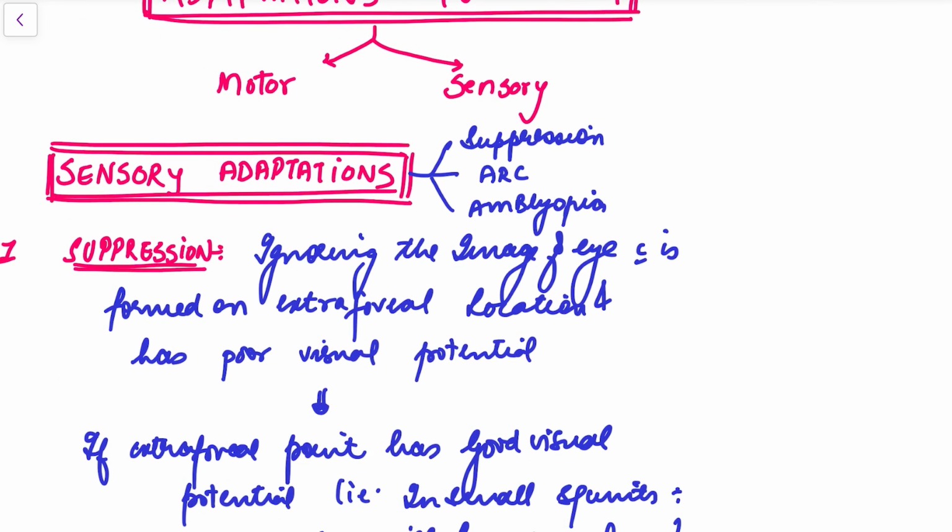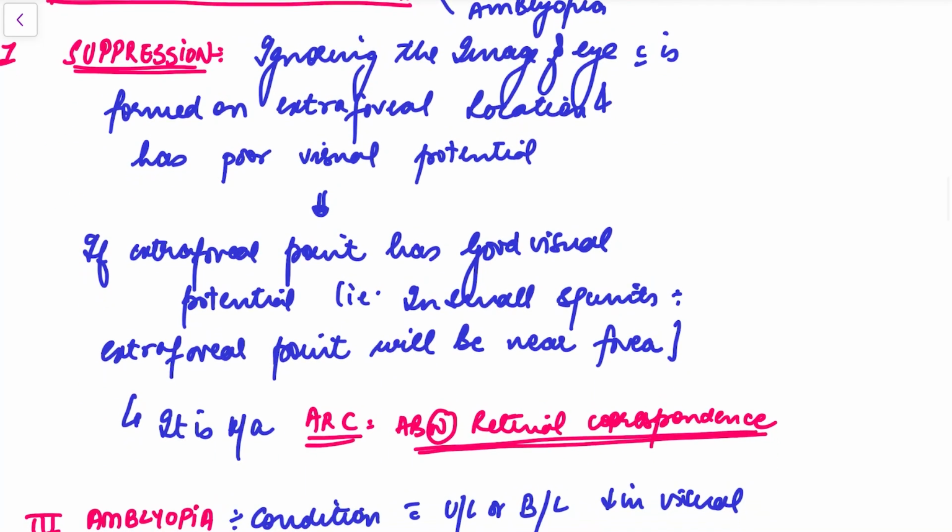There are three types of sensory adaptations. First one is suppression, then second one is abnormal retinal correspondence, then third one is amblyopia. So firstly, we will be discussing suppression. So for suppression, here you can see one concept like this.